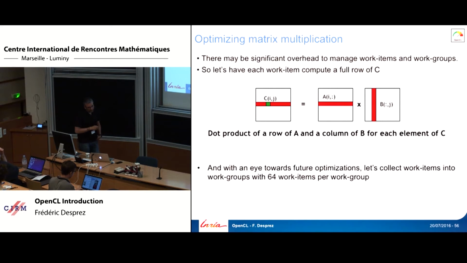If you want to optimize these data movements, first you have to manage the work items and work groups. You can see that you have a dot product of a row of A and a column of B for each element of C. And so we try to collect these work items into work groups with 64 work items per work group for a specific device.